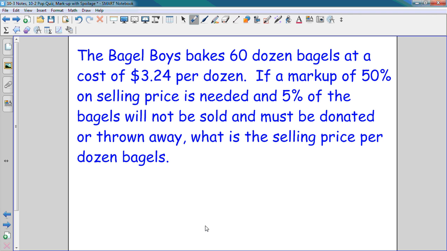Thank you. The Bagel Boys baked 60 dozen bagels at a cost of $3.24 per dozen. If a markup of 50% on selling price is needed and 5% of the bagels will not be sold and must be donated or thrown away, what is the selling price per dozen bagels? Now, if you own a restaurant or a donut shop or a coffee shop, you're not going to use all the coffee that you open for the day. You're not going to use all the food that you make for the day. You might have extra, so you have to think, okay, 5% of my food is going to get thrown away.